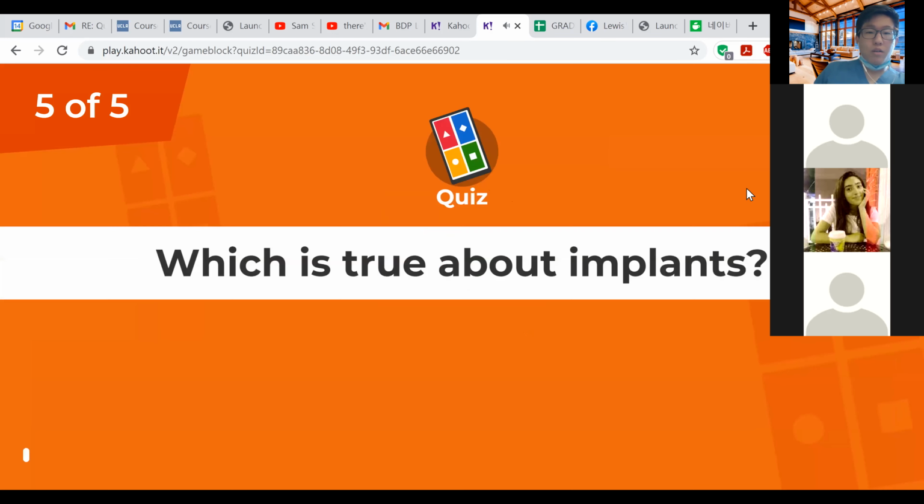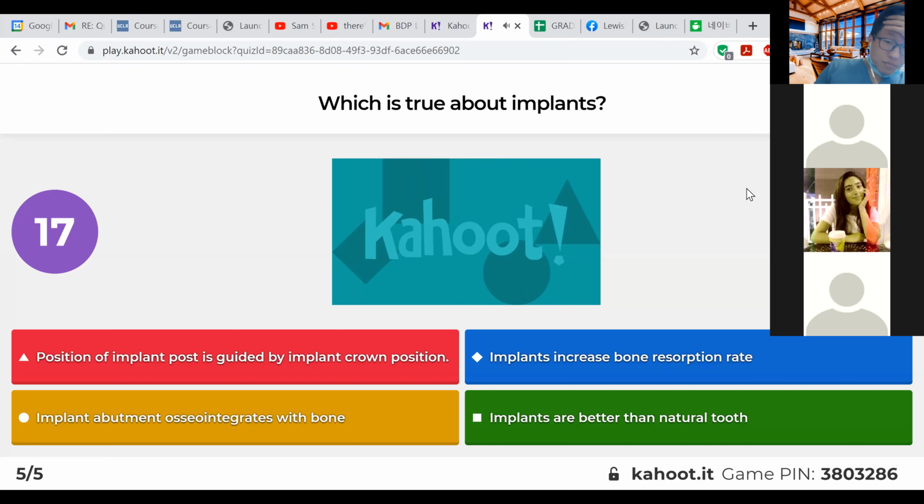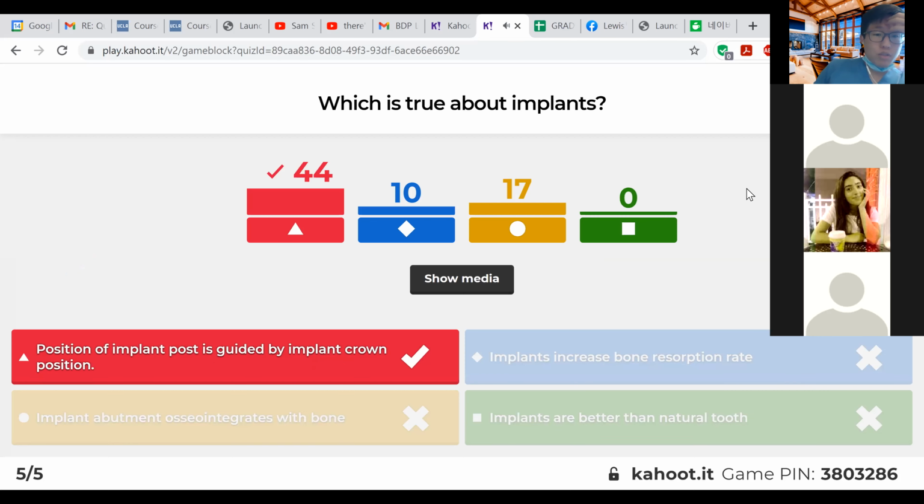All right, last one. Which is true about implants? Okay. So the position of the implant post is guided by the implant crown position and not the bone, right? Remember, it's prosthetically guided. I said that it's got to be on the quiz. And implants decrease bone resorption rate, not increase.